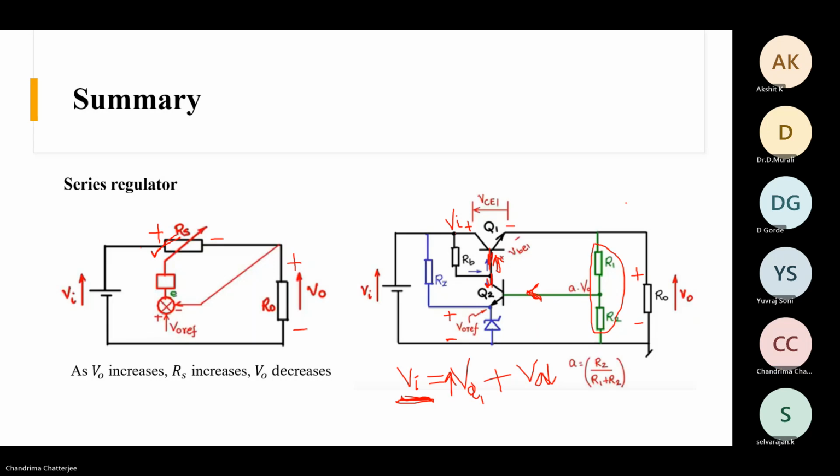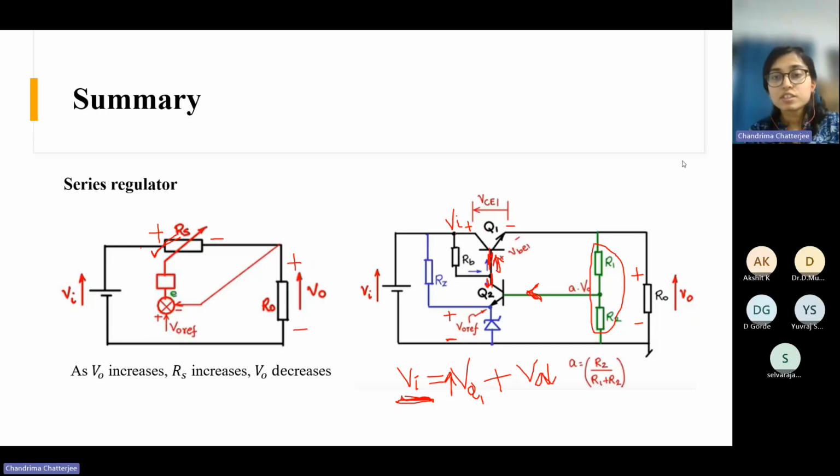Okay, so let's resume the discussion. So we discussed series regulators and shunt regulators. And how this reference voltage is getting created from the load? How is the reference voltage getting created from the load now?